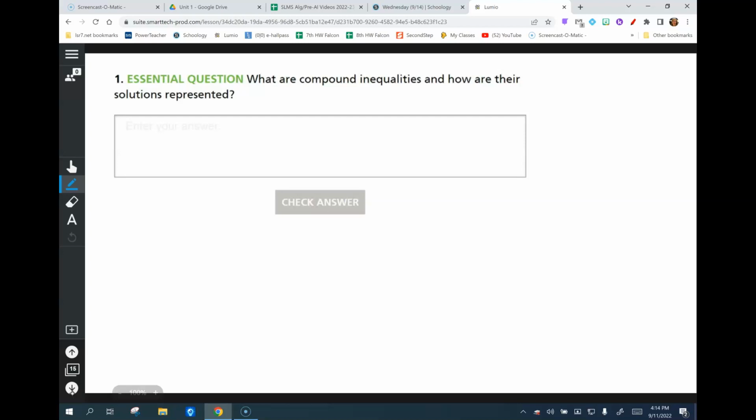Okay, so essential questions. This is in your book on page, I believe it's 25. What are compound inequalities, and how are their solutions represented? So a compound inequality means that it's more than one inequality. How are their solutions represented? Well, we have an or and we have an and. And we're going to have more than one inequality and what they're going to be looking like.